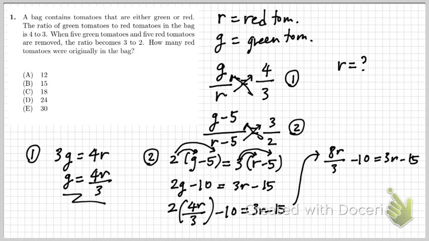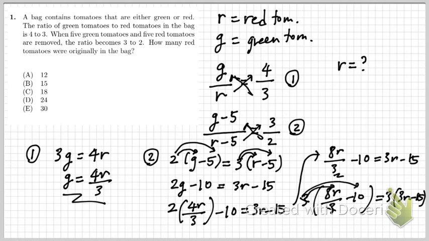I'm going to multiply both sides by 3 in order to get rid of this denominator 3. Then what happens is that I can cross these out, and then I multiply 3 by 10 because I have to multiply it to both. So I get 8R minus 30 is equal to 9R minus 45.